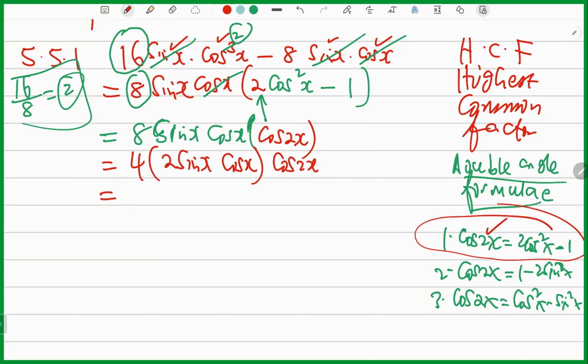But there's another identity we learned. These are called double angle formulae. The trigonometric sine of 2x is actually 2 sine x cosine x. So the 2 sine x cosine x is sine 2x. Cosine 2x.